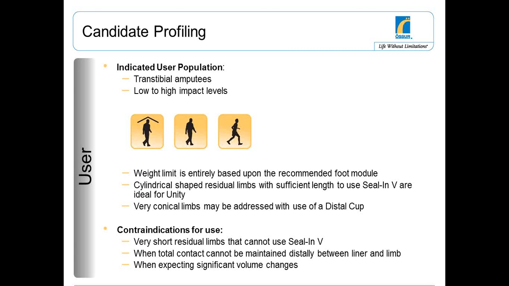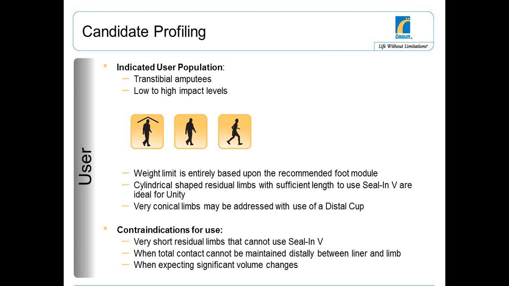However, we have found that quite conical limb shapes can also be addressed with the use of a distal cup. These are cases you might want to talk with us on the phone about before you go forward, just to see how you want to work with those cases, but it is possible. Some very specific contraindications would be very short residual limbs where you cannot use the standard Seal-In V. That would be a contraindication for use.